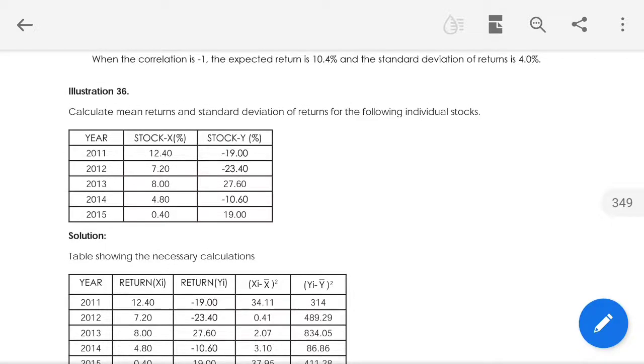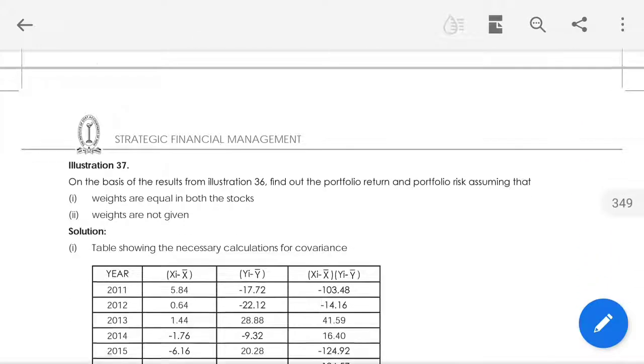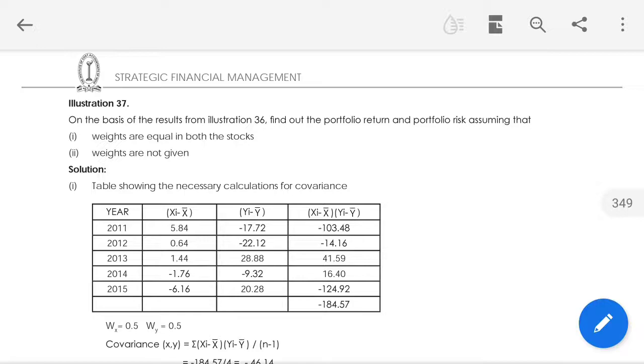So calculate mean return and standard deviation from the details given. They provided 5 years and returns of stock X and stock Y. 2011 to 15: 12.40, 7.20, 8, 4.80, 0.40 in X, minus 19, minus 23.40, 27.60, minus 10.60, 19 in stock Y. In stock Y, what we can see? Negative returns and positive returns. So let's come to question number 37.